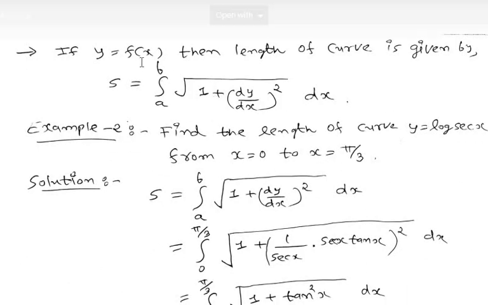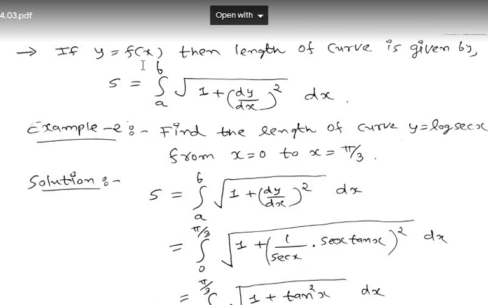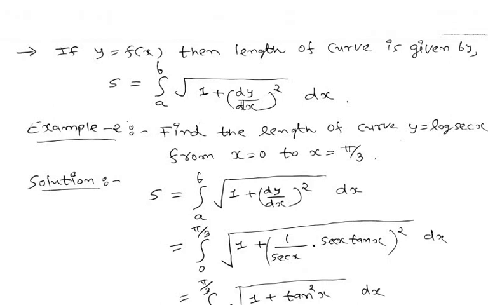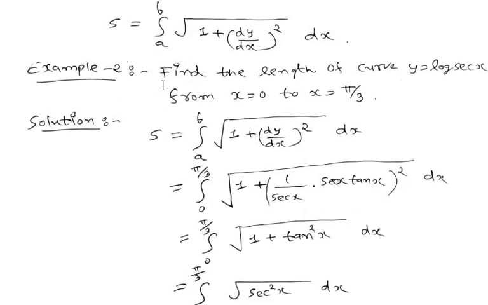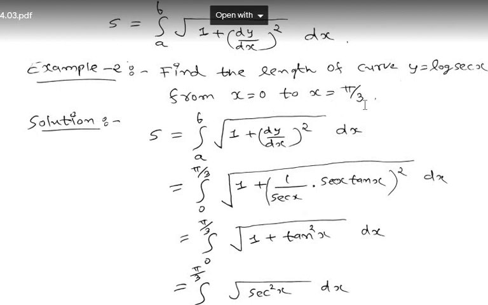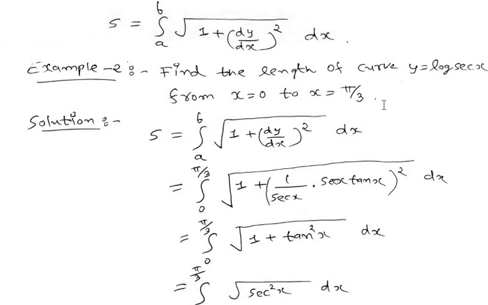Now we will take y equals a function of x. If y equals a function of x is given to you, then the arc length is defined by the integration from a to b of the square root of 1 plus dy by dx the whole square dx. Okay. So consider example number 2: we have to find the length of the curve y equals log sec x from x equals 0 to x equals pi by 3.